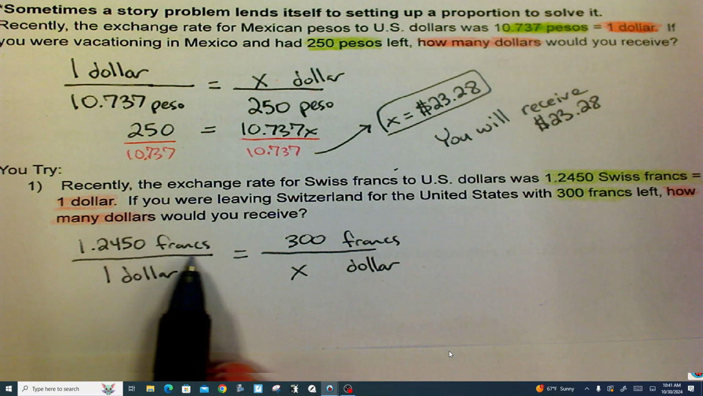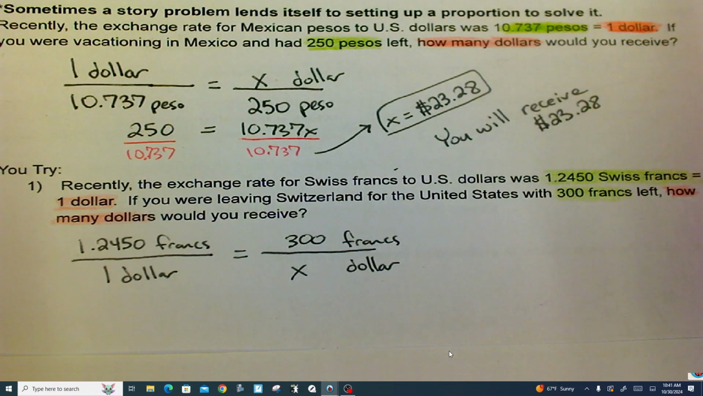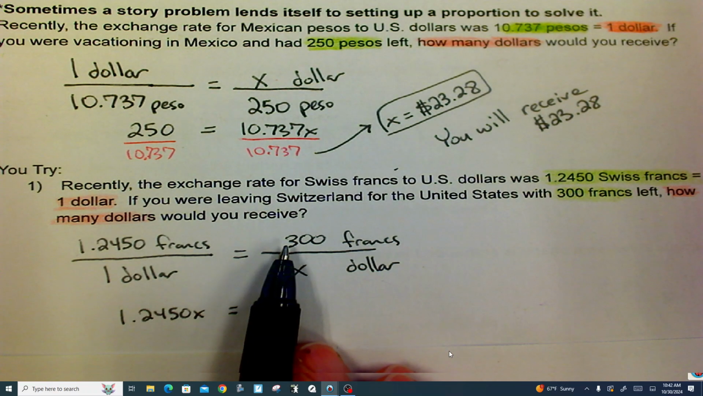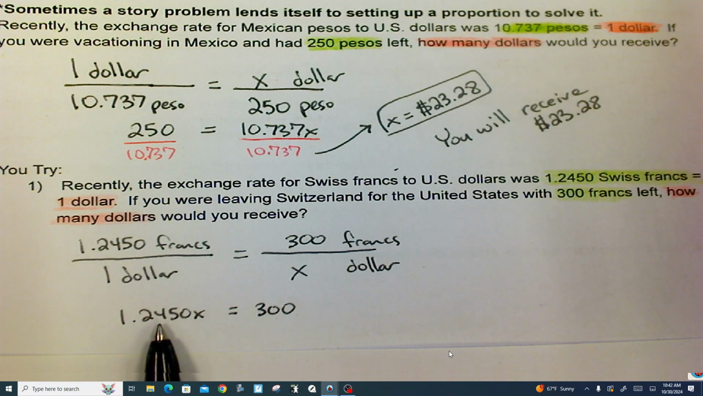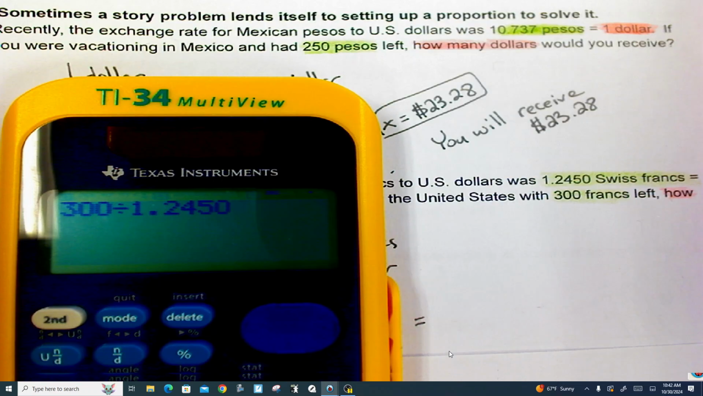So 1.2450 times X equals 1 times 300. And this gets us our equation, right? We got our cross product equation here, so let's just divide this by itself and then divide 300 by the 1.2450. So putting that into the calculator, it looks like we're going to have to round there, doesn't it?